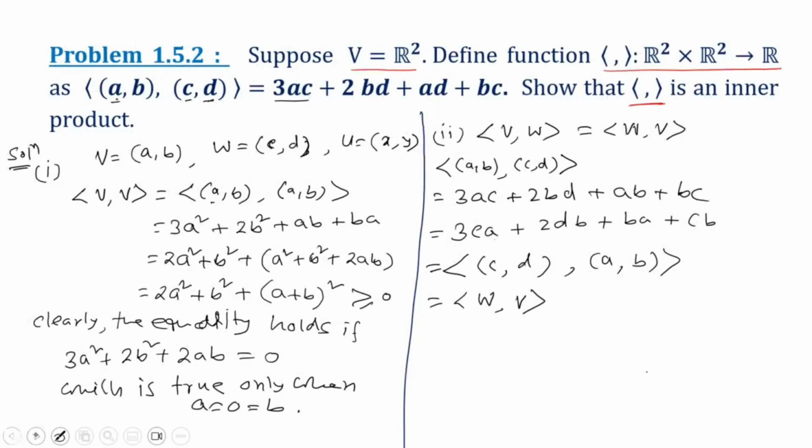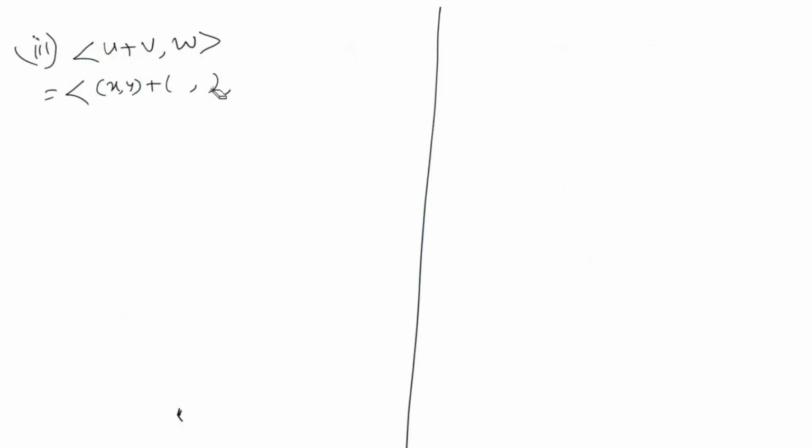Now next we will have the distributive property. So it says, the third one says that ⟨u + v, w⟩, in this case u is (x, y), v is (a, b), and w is (c, d).